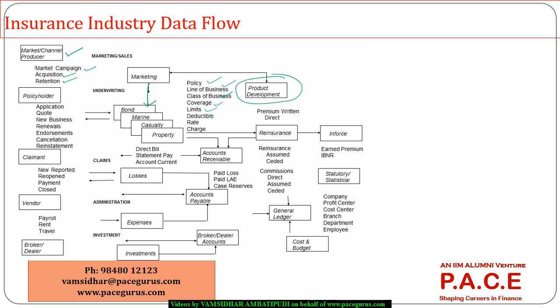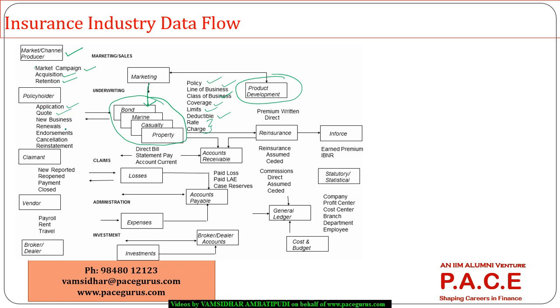What is the maximum amount of coverage that needs to be paid? What is the deductible? How much has to be paid by the customer before the insurance companies can make a claim or can pay a claim? The rates and charges for different kinds of products and services. So all these things, they go as a part of the product development process. And when it comes to the underwriting for any of these different kinds of policies, the policyholder fills an application.